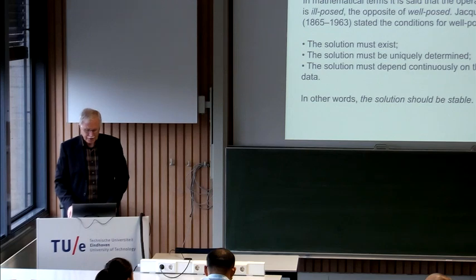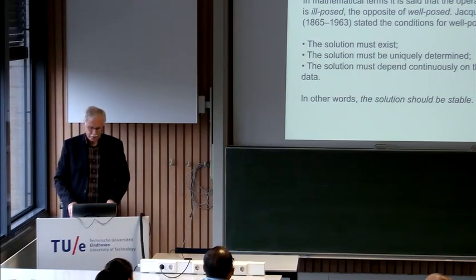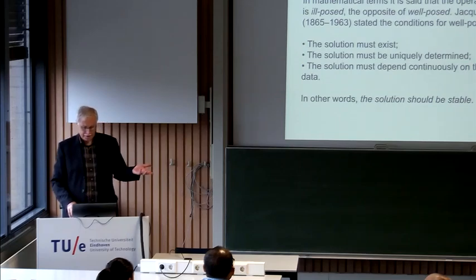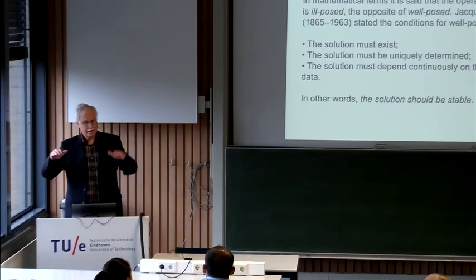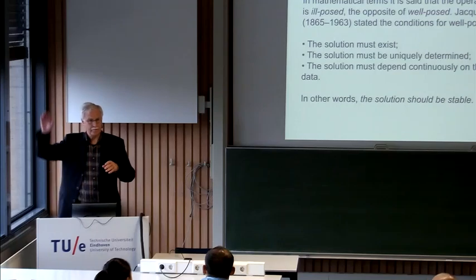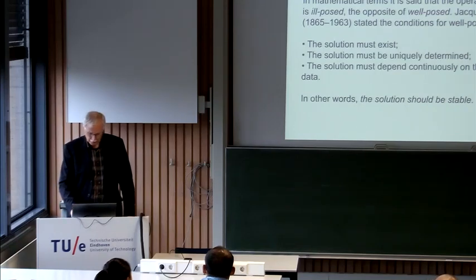In mathematical terms, it's said that the operation of differentiation is ill-posed. That's the official mathematical term. It's not saying it doesn't exist, but it's ill-posed. It gives problems. It is the opposite of well-posed. And Hadamard was a mathematician a century ago, and he stated the conditions for well-posedness. The solution must exist, it must be a unique solution, and it must depend continuously on the initial or boundary data. Continuously means if this changes, that changes, but it should not jump. As I just said, the solution should be stable.